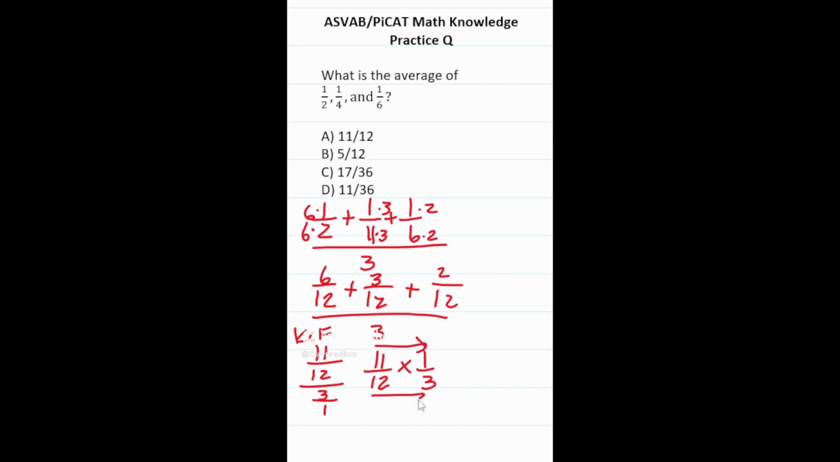Multiplying fractions is straightforward. You just multiply straight across. 11 times 1 is 11. 12 times 3 is 36. So the answer is D, 11 over 36.